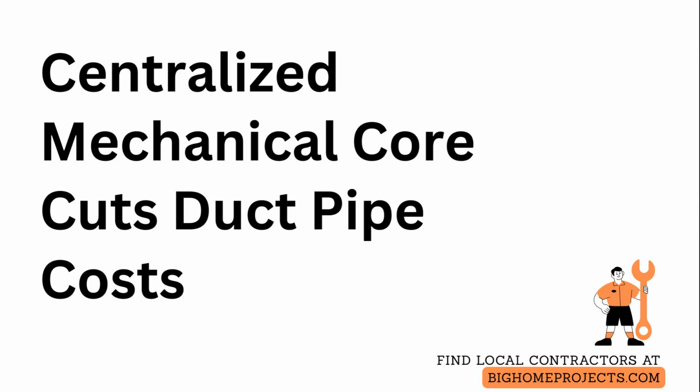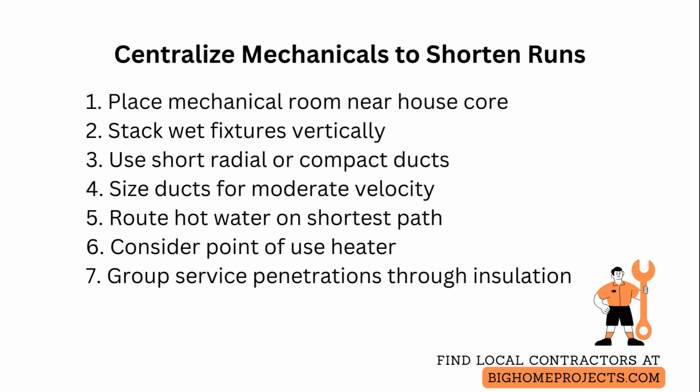Centralize mechanicals to shorten duct and pipe runs and cut both material and labor costs on budget-conscious home builds. Place the mechanical room near the house core so major duct trunks and plumbing stacks are short and balanced to each living zone. Stack wet fixtures vertically when possible to concentrate soil and vent piping into a single chase and reduce long horizontal runs that need slope and more fittings.